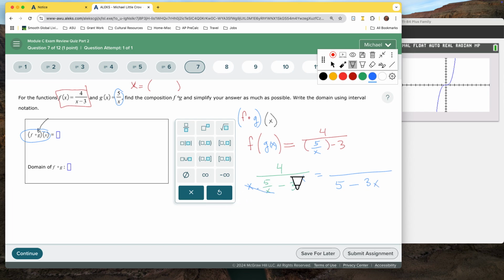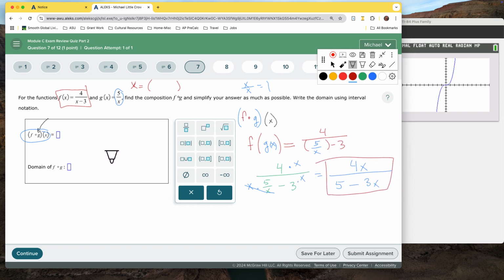But whatever we do to the denominator, we also have to do to the numerator, because what we're really doing is multiplying by X over X, which is equal to 1. When we multiply by 1, it's my favorite thing to do, because nothing happens. 1 times 5 is still 5. 1 times 4 is still 4. So we aren't changing the number, but we do have to multiply by X in the numerator as well. So we end up with 4X. So this is our composition of function.